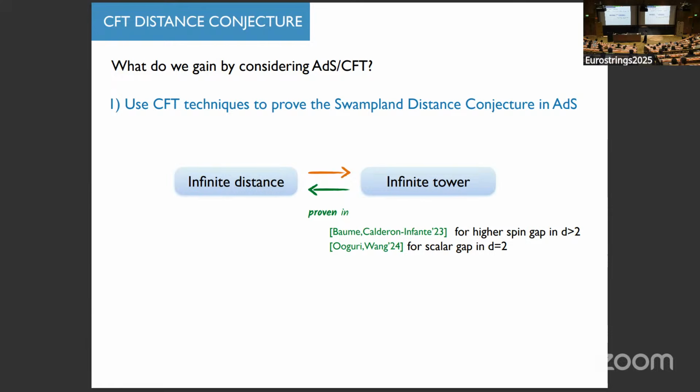So this was first shown in a paper by Florian and Jose in dimension bigger than 2 CFTs, without even assuming supersymmetry. They saw that when the higher spin gap goes to 0, that's at infinite distance. And more recently by Hiroshi and Jifan for the case of the scalar gap in 2 dimensions. So that direction is already proven. The other direction, which is the most tricky one, is not proven yet. It's supported by all the examples, all known CFTs that we have. And we are working on that, okay?